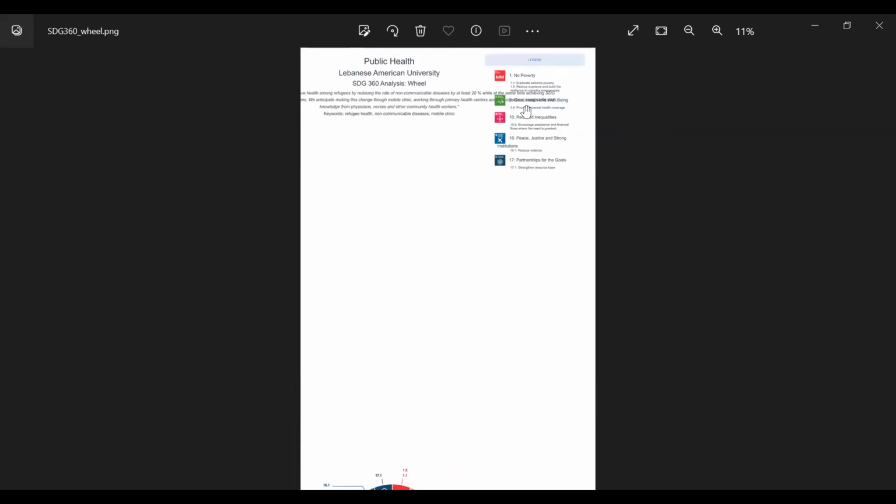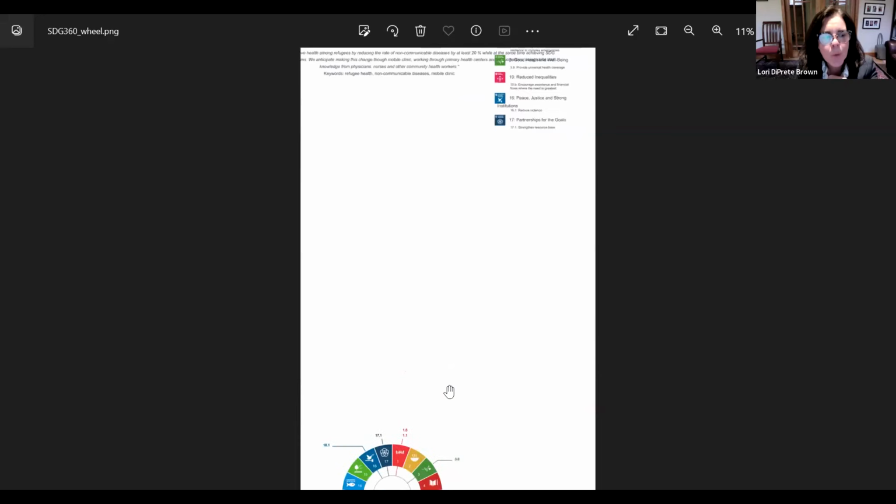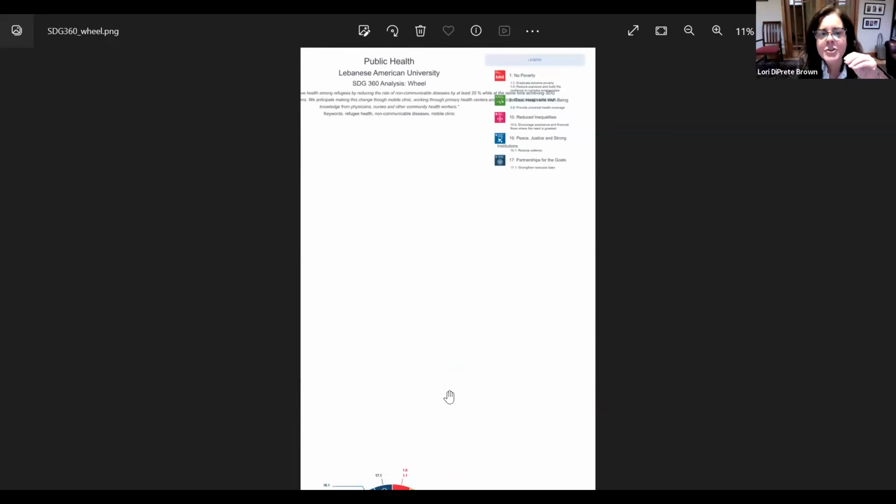So yeah, I could take these SDGs: no poverty, good health, reduced inequalities, peace, justice, and strong institutions, and partnerships for the goals. So I noticed that you have reduced violence there and the poverty stuff. Were you thinking in particular about injury? I did think of that, yes.